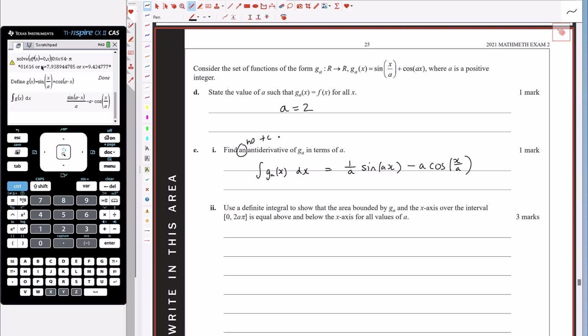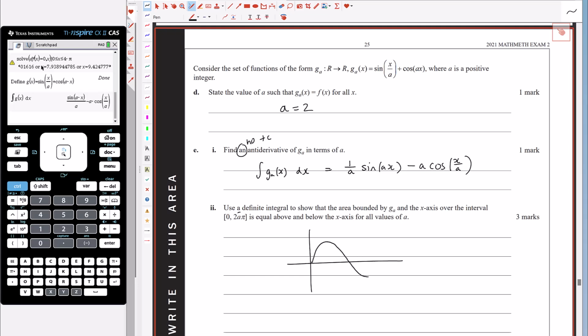Use a definite integral to show that the area bounded by g_a and the x-axis over the interval from 0 to 2aπ is equal above and below the x-axis for all values of a. Okay, I think we'll need to use multiple definite integrals. Actually, no, we don't. In fact, that's a nice little hint to us that we don't need multiple definite integrals. If we have the same area above and below the x-axis, let's take a much simpler case.